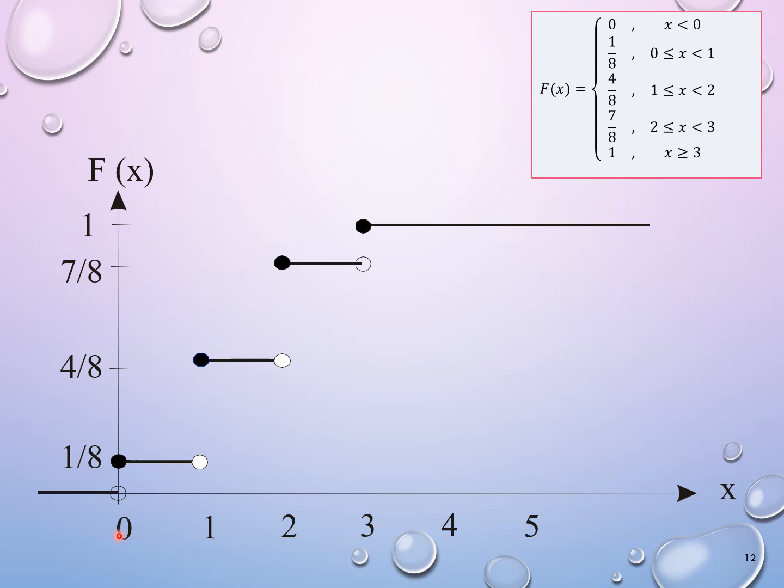Okay, so we start with this first. X less than 0 is equal to 0. X less than 0 means it's on your left hand side, so it's actually equal to 0. Then we have x greater than or equal to 0 but less than 1. So we have a closed dot over here, and this one is open.